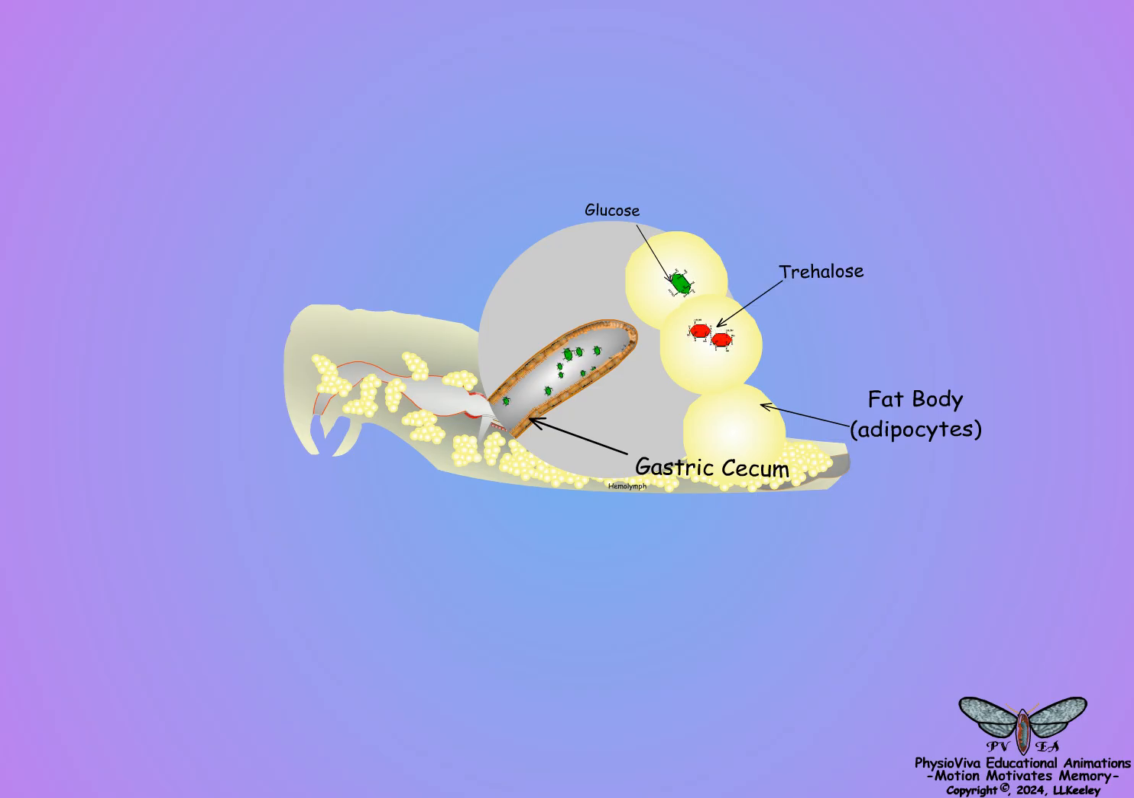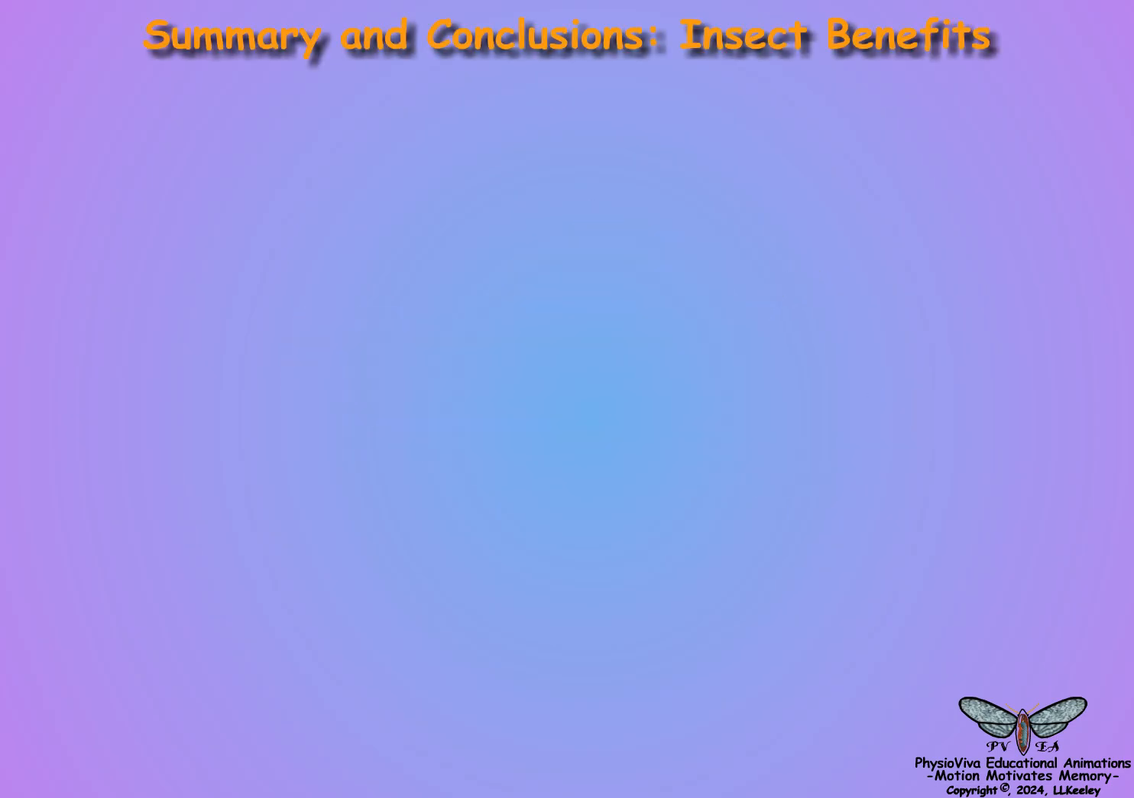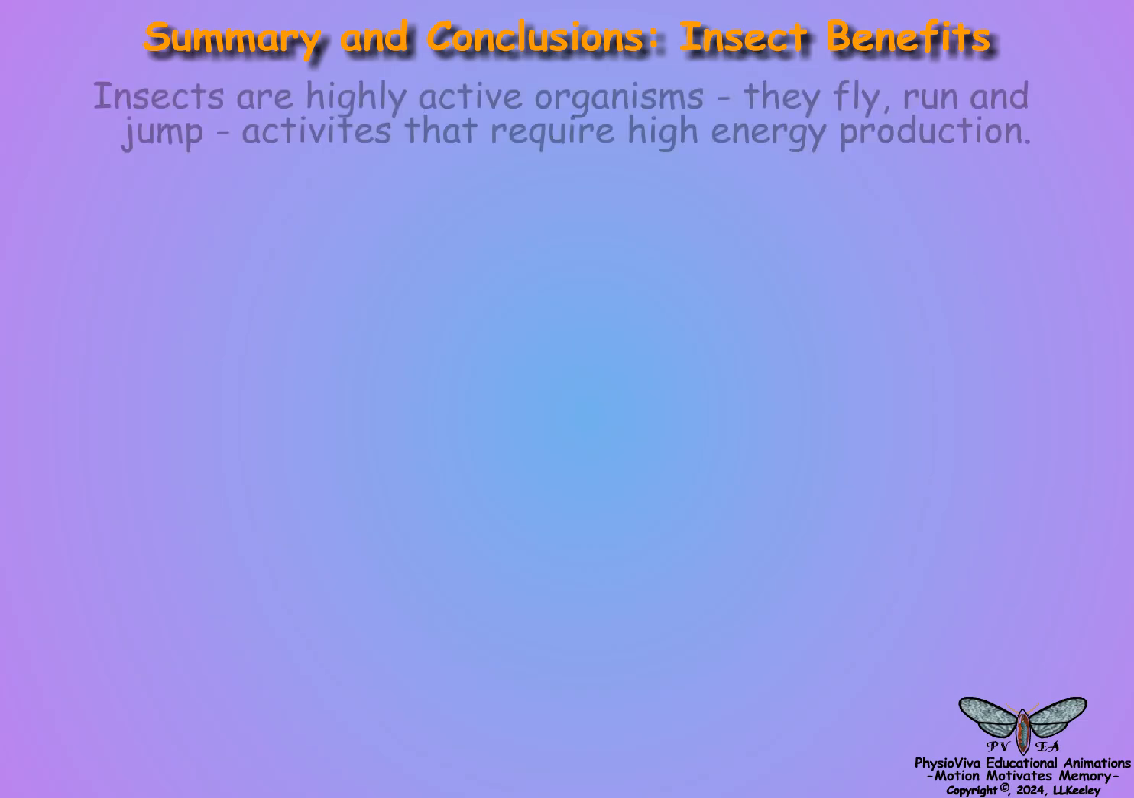Hemolymph glucose is rapidly taken up by the surrounding fat body adipocytes, where it is converted to trehalose, a chemically inert disaccharide comprised of two glucose subunits linked at their reducing carbons. In this manner, hemolymph trehalose serves as a non-reactive carrier molecule for glucose transport to insect tissues. In summary, the fat body conversion of dietary glucose to trehalose, then back to glucose, has several benefits for insects.